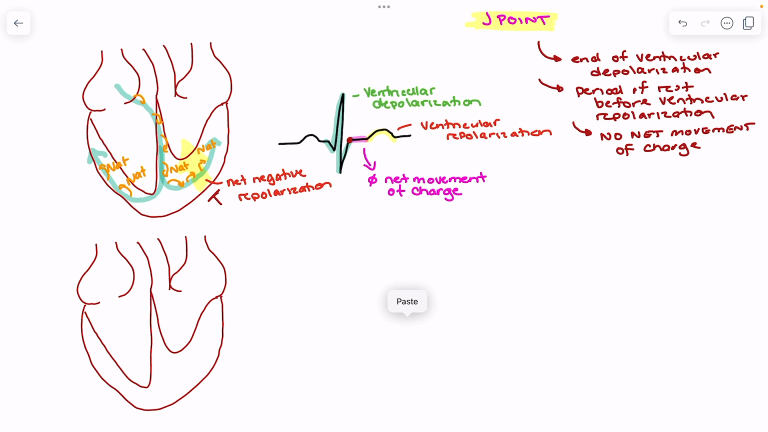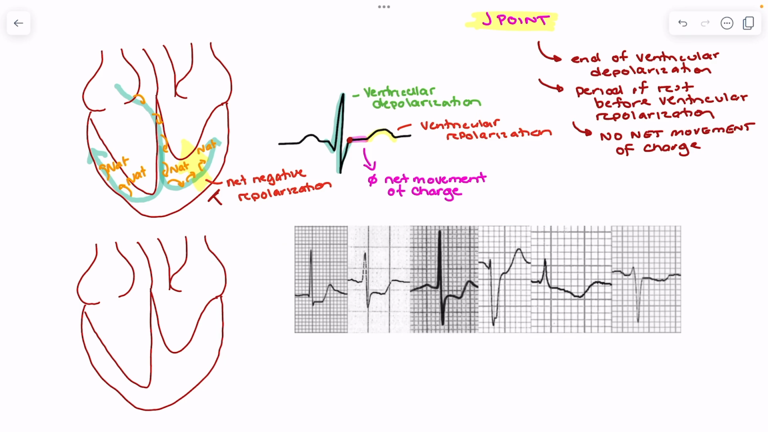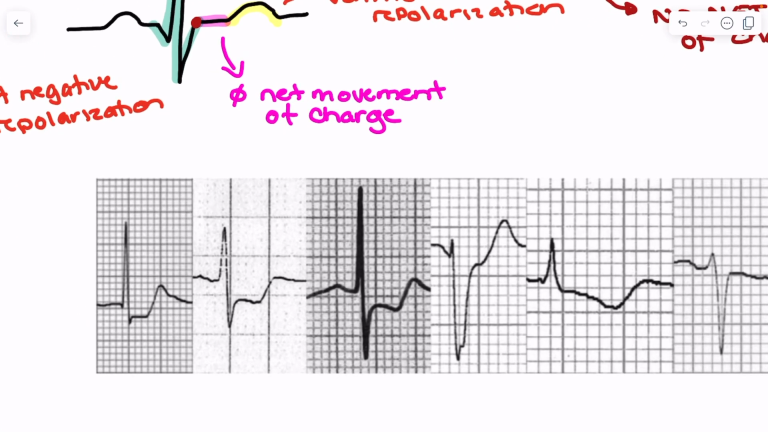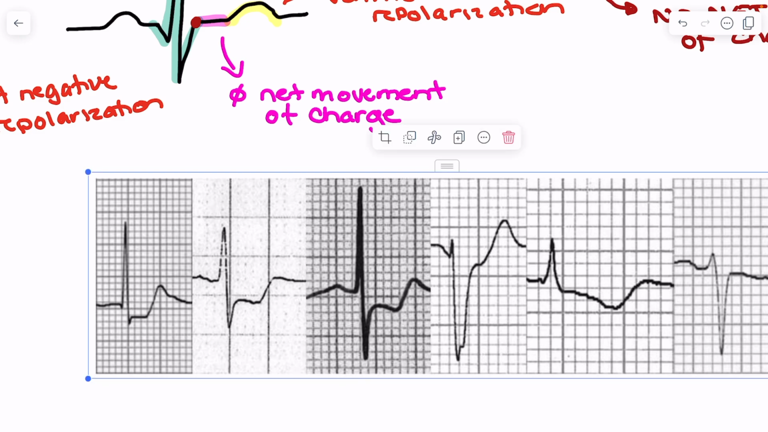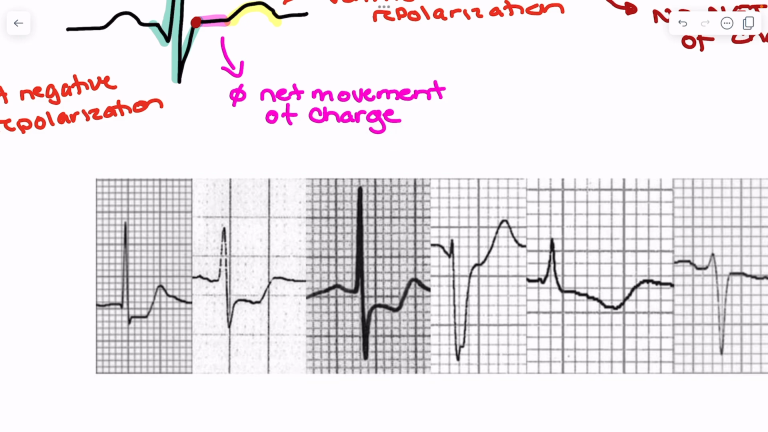What we'll do is I'll show a few examples of J points here that we can use to get an idea of where the J point is. So if we take a look at these examples, again, what we're looking for is a period of time in which we see the QRS complex is no longer having positive or negative deflections from baseline. And following that, we're looking for that period of rest before we see the onset of the T segment.